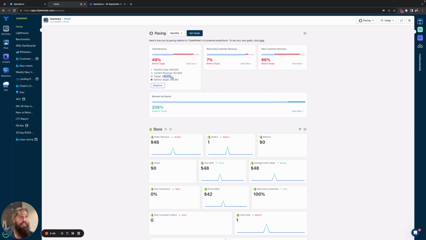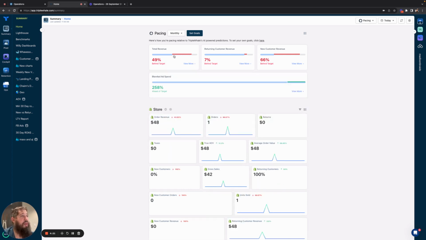So to be on track to hit my goal, I would need to have booked $43,000 of revenue. But I'm only at 21. So the difference between those two is $21,000, meaning 43 minus 21 equals 21.8. All right, and 21.8 divided by 43 comes out to 49%. So I'm 49% behind target. Okay, that's for total customer revenue.